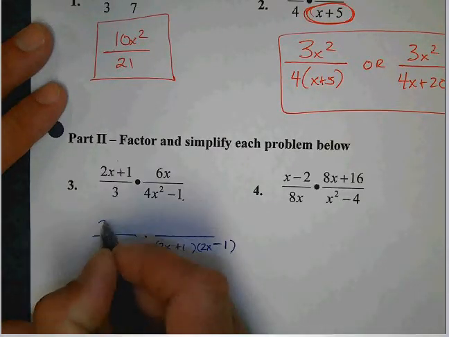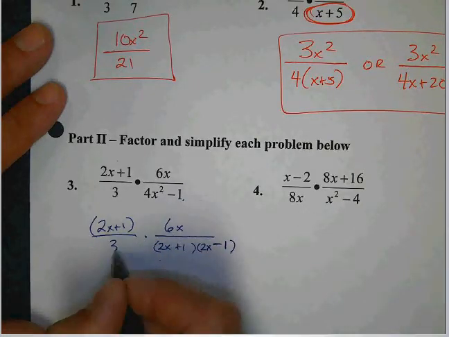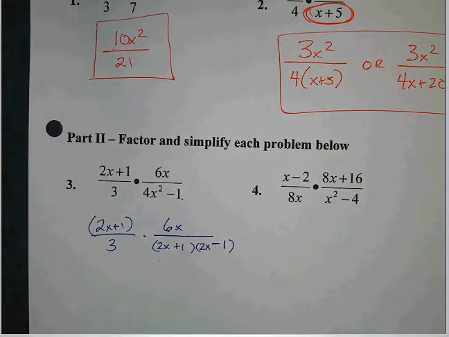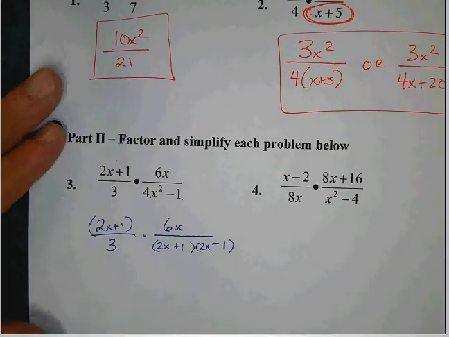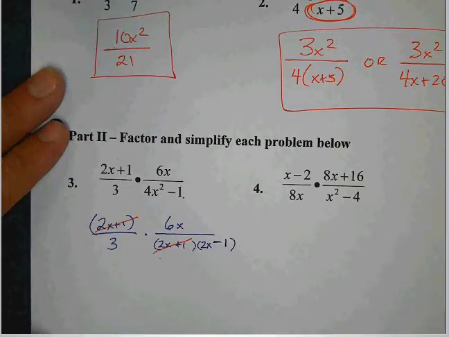Let's keep everything else written down. I have a 2x plus 1 up there. I have a 6x there and a 3 there. So your first step is going to be to try to factor everything completely. Now let's have a little canceling session. What's identical on the top and the bottom? The 2x plus 1. So those are gone.